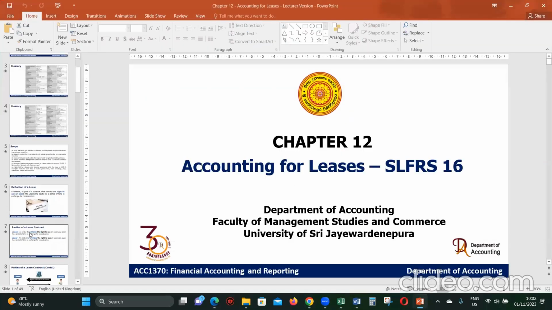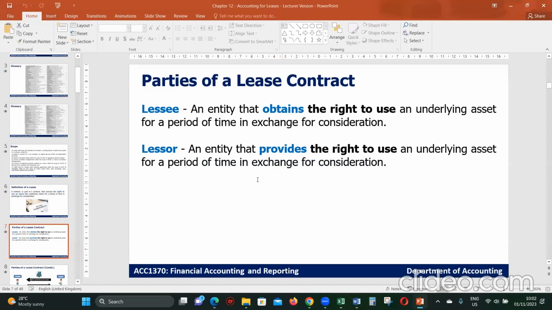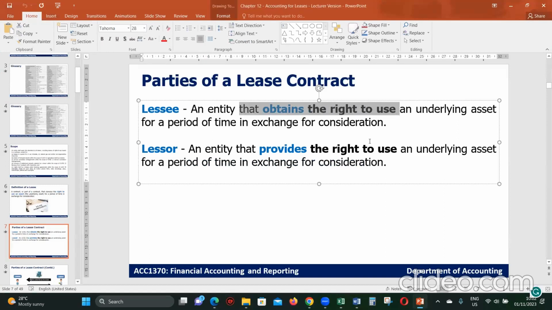underlying asset. Let me go to the slide as well. See, an entity that obtains the lease, that means the right to use the underlying asset. And lessor means who provides the right to use an underlying asset.